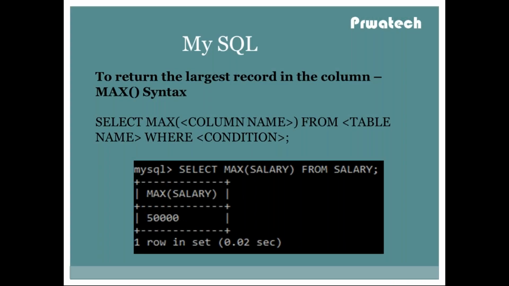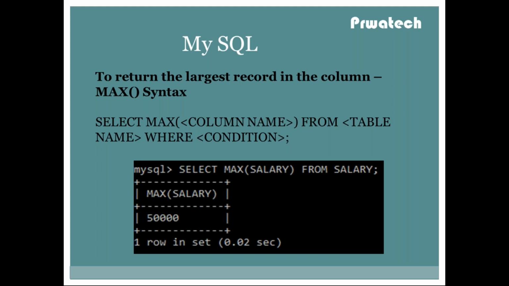Now, to check the largest value in the column from that very table or whichever table it is, we use the syntax max. The syntax is select max within brackets column name from table name, and then again you put the where condition followed by a semicolon.